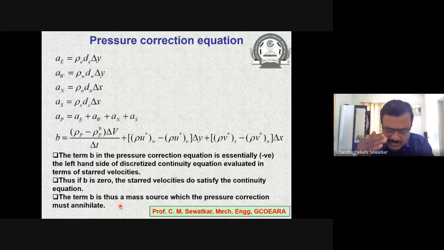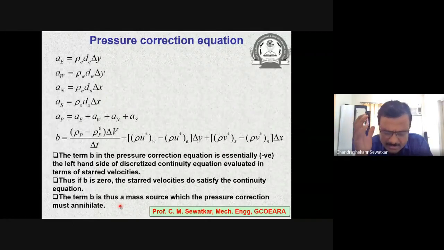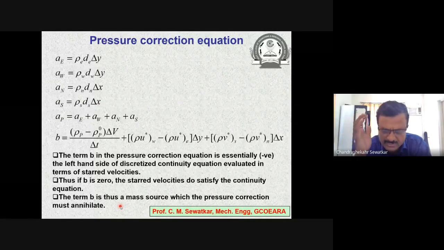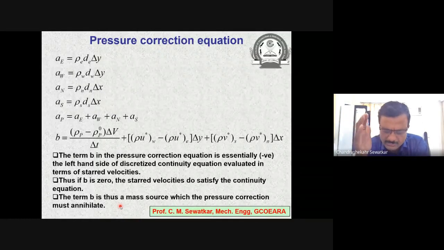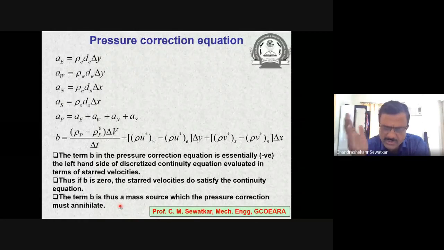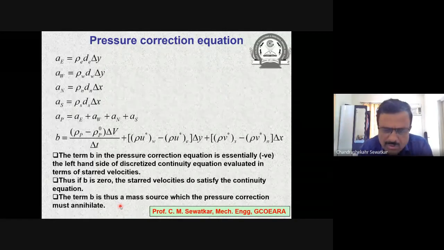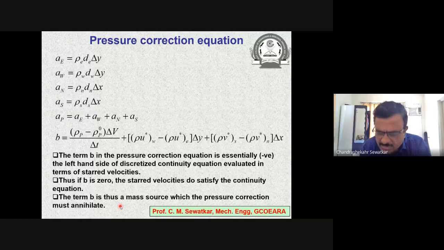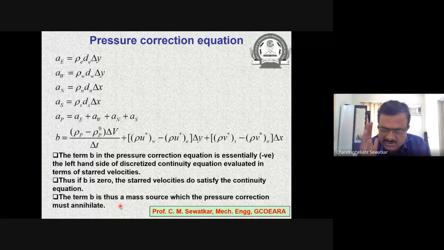So once again, I am reiterating. What we do, we guess some pressure. From the guessed pressure, we calculate some guessed velocities. If guessed velocities satisfy the continuity equation, it's fine. If it doesn't satisfy, we calculate the mass correction. We calculate the pressure correction. From the pressure correction, we calculate the velocity correction, and from the velocity correction, we again calculate the new velocities. And if those new velocities satisfy the continuity equation, my velocity field is obtained at that particular instant.